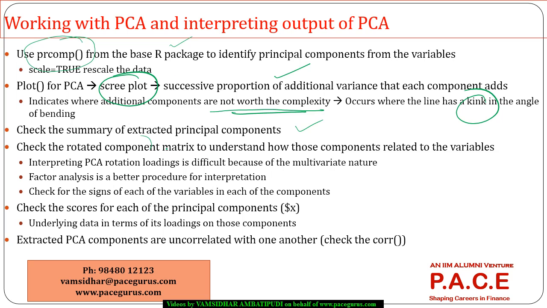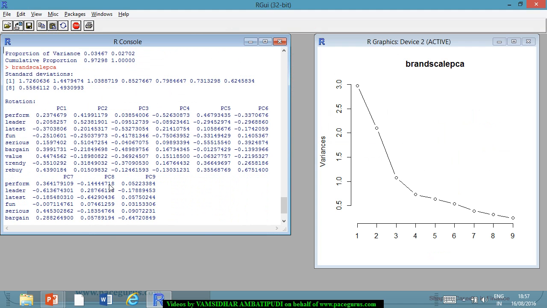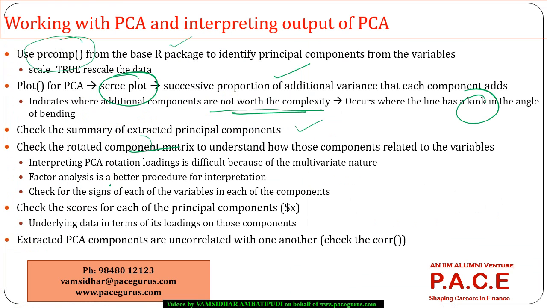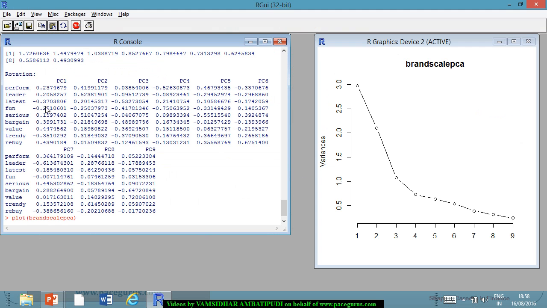Then I can look at the rotated component matrix. That is what I am seeing here. It's not that easy to understand and interpret the rotated component matrix from the PCA, but at a later point we will see factor analysis is a much better scenario to talk about when we are trying to interpret the PCA. Compared to interpreting the PCA, factor analysis looks more and more comfortable. But a few things that we can look at are the signs.